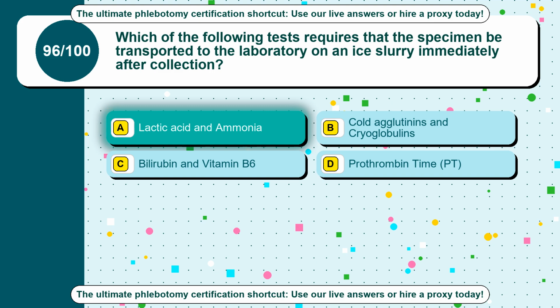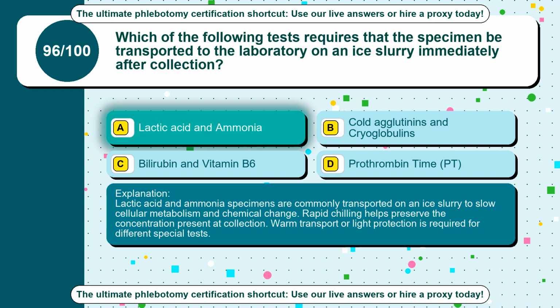Lactic acid and ammonia. Lactic acid and ammonia specimens are commonly transported on an ice slurry to slow cellular metabolism and chemical change. Rapid chilling helps preserve the concentration present at collection. Warm transport or light protection is required for different special tests.